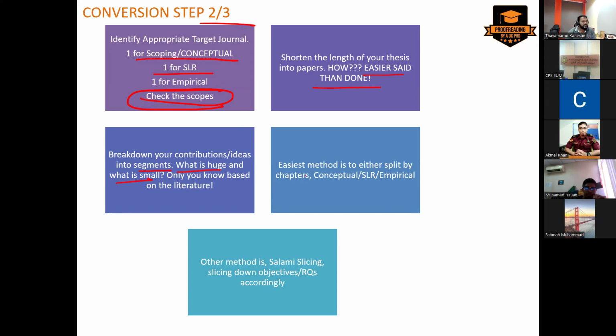Okay. The easiest method is to either split by chapters. That means conceptual, chapters 1 to 3, SLR chapter 2, empirical, chapters 4 and 5. Or you salami slice. That means you don't write a review paper, you only slice your empirical chapters. Okay?